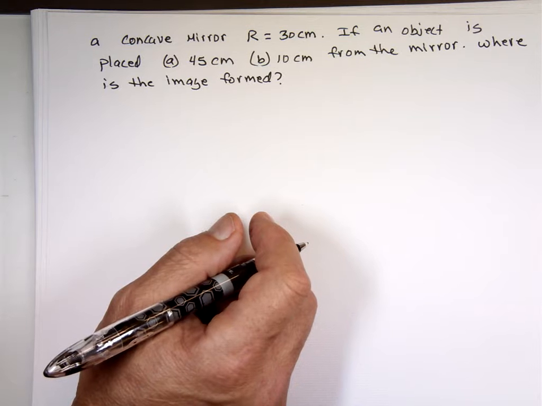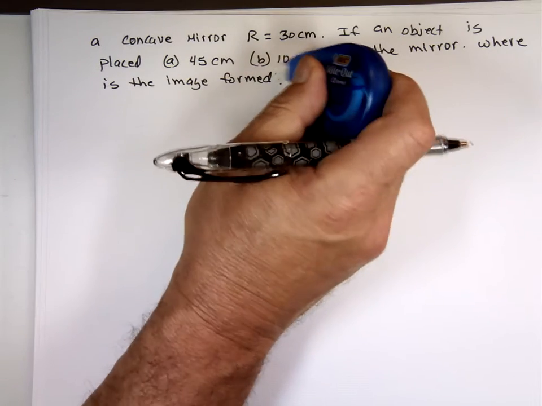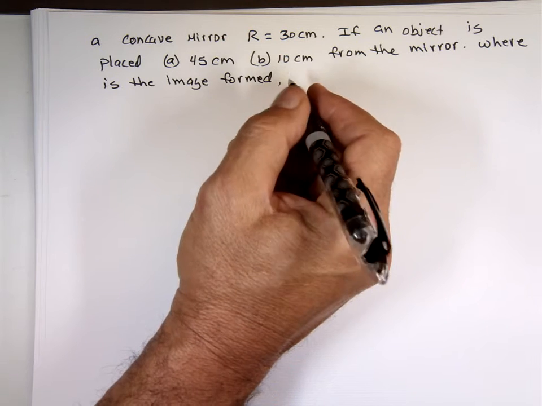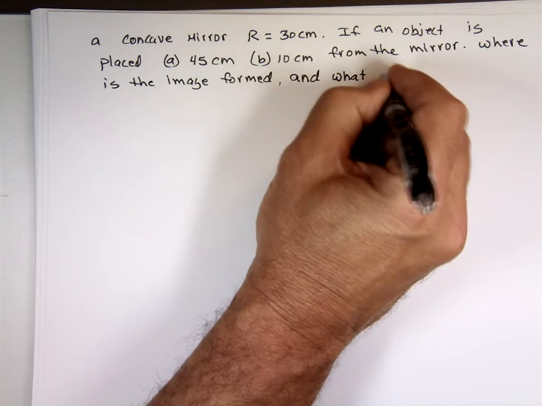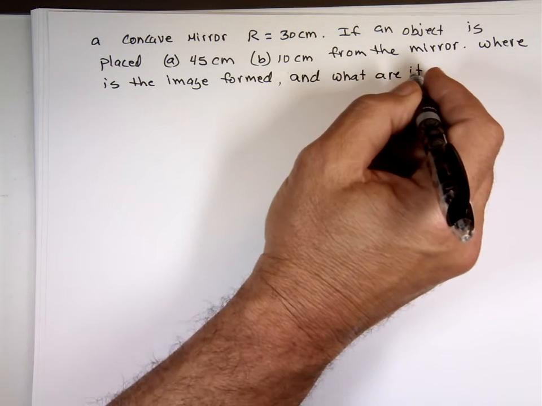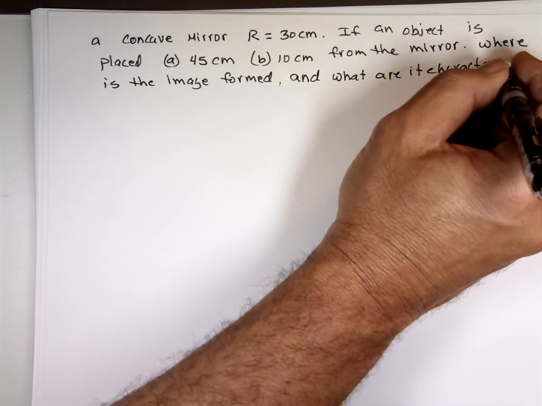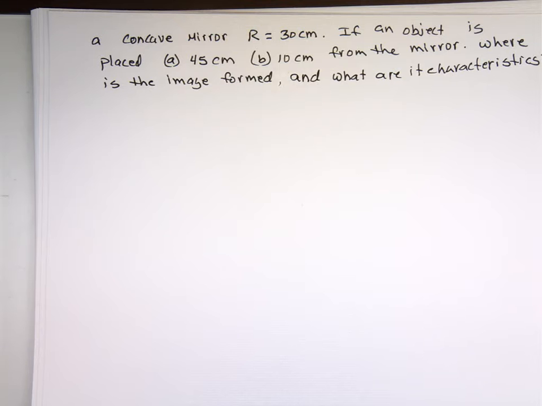And you know, while we're at it, that's not enough. Where's the image formed? And tell me more about that image, and what are its characteristics? Is it a real image? Is it a virtual image? Is it inverted? Is it bigger? Is it smaller? Without a graph. Let's do part A.